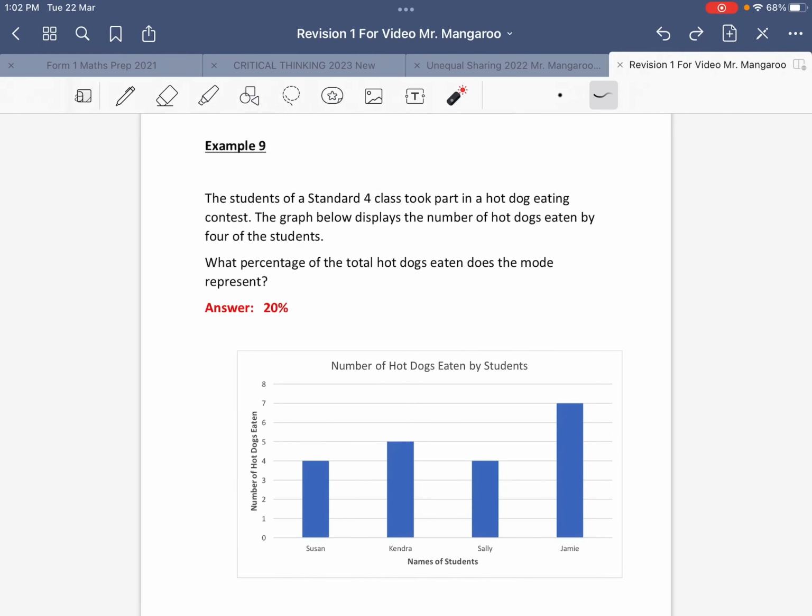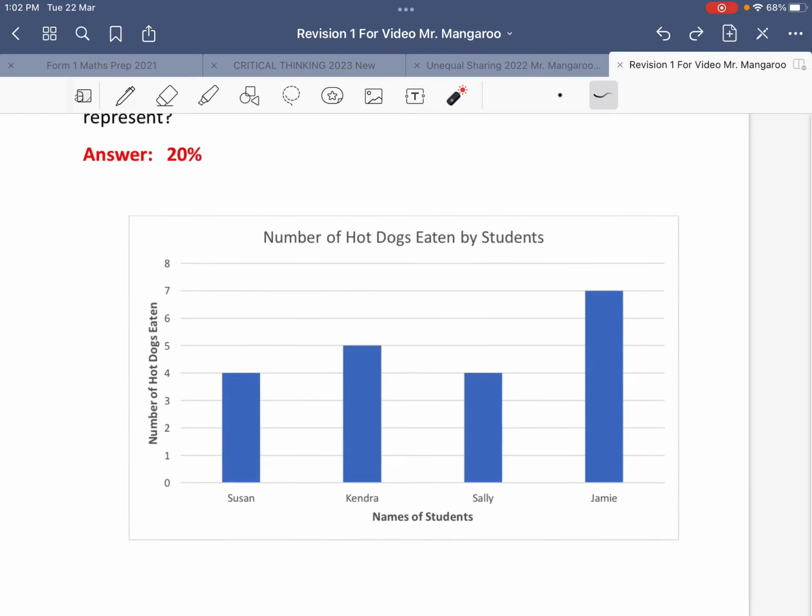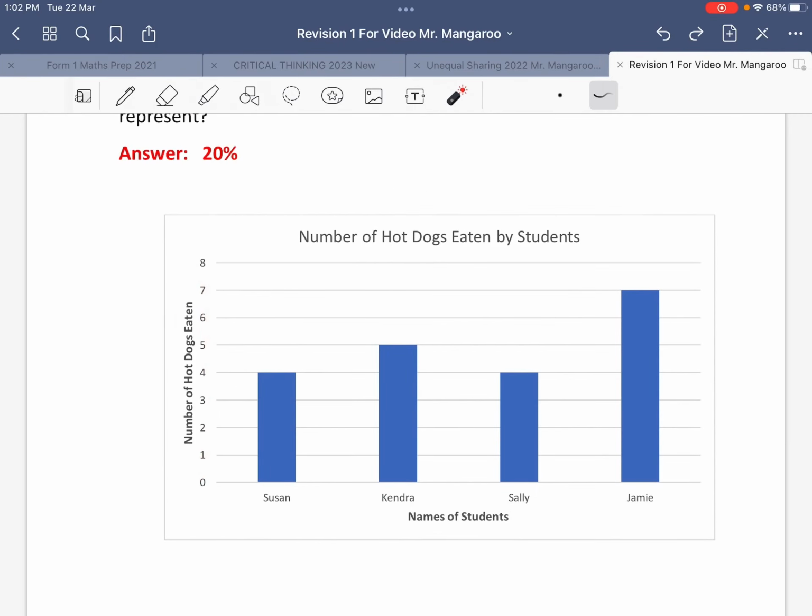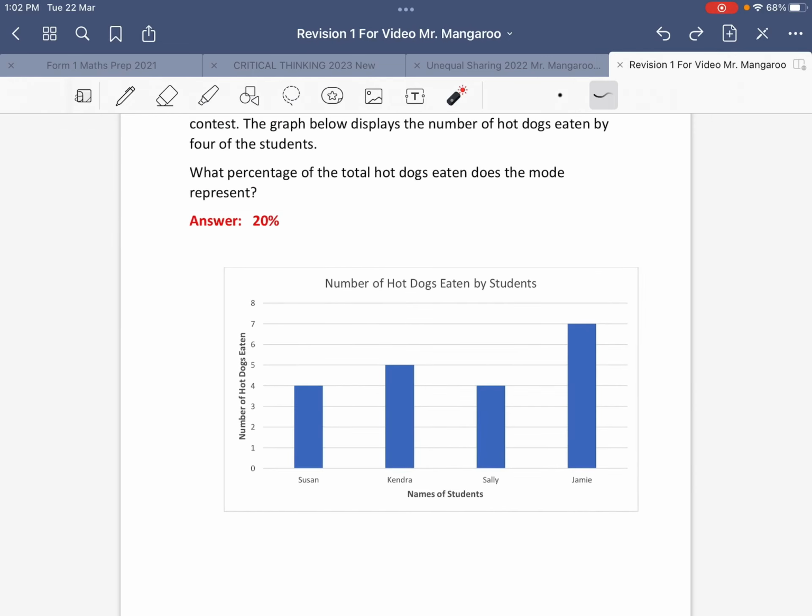What percent of the total hot dogs eaten does the mode represent? So we have to firstly find the mode. So here we have the number of hot dogs eaten, right? So what is the modal number of hot dogs eaten? We can see that both Susan and Sally ate 4 hot dogs. So 4 is the modal number, right? Remember, this is not the mode in this question. Okay, so 4 is the modal number.